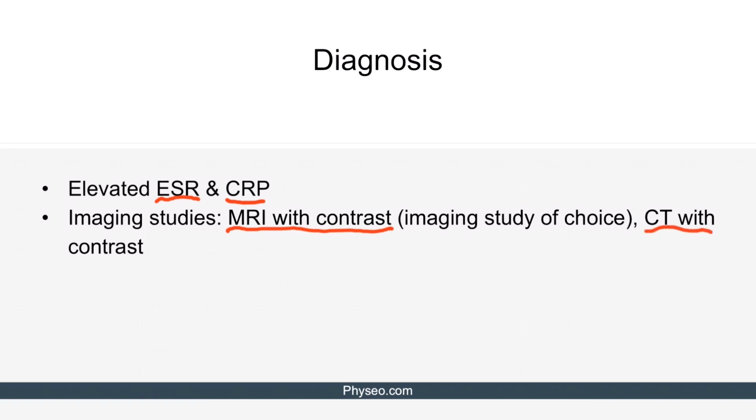Now, a CT with contrast can be used when there are contraindications to an MRI. For example, if a patient has a pacemaker or some other hardware metal that prevents them from having an MRI. But just know that the MRI is the study of choice.